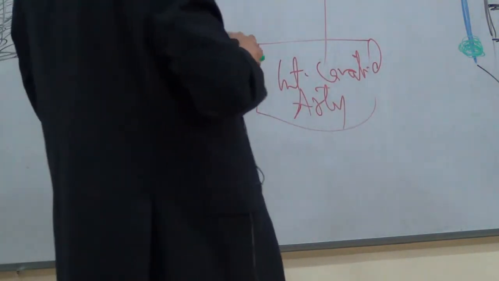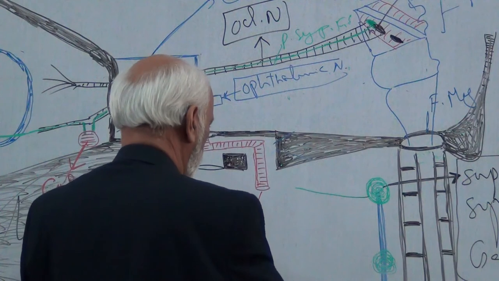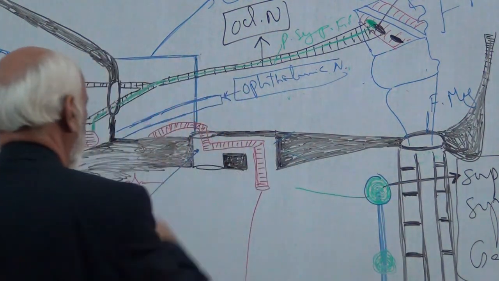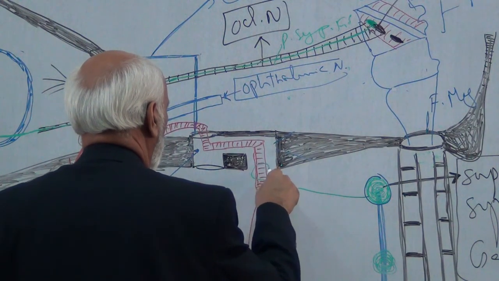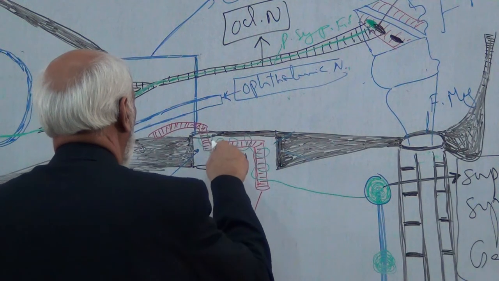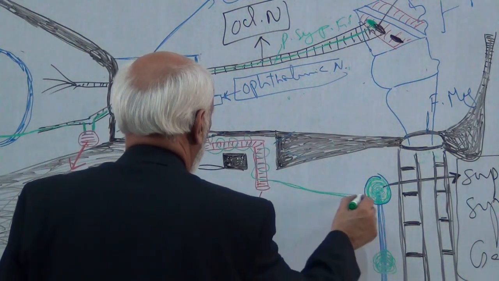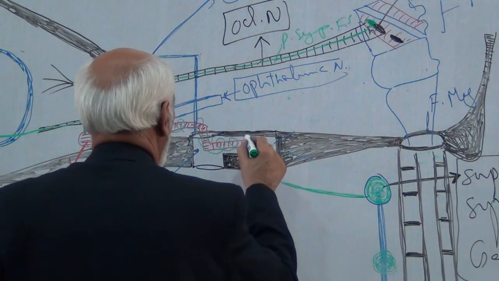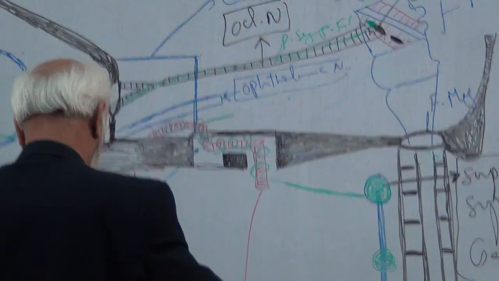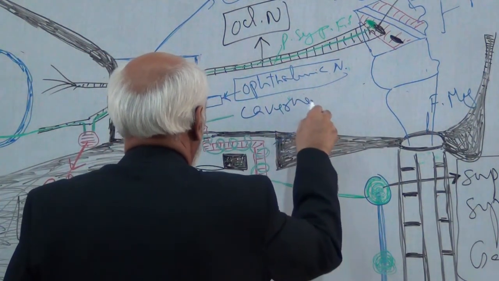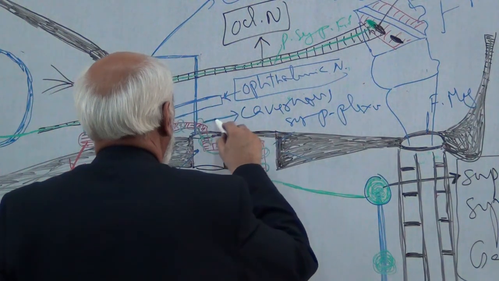Now I told you that the postganglionic sympathetic fibers arise from the superior cervical sympathetic ganglion. And these sympathetic fibers reach the cavernous sinus to form a cavernous plexus. How do they reach? They reach via internal carotid artery. Along the course of internal carotid artery, these sympathetic fibers reach the cavernous sinus where they form cavernous sympathetic plexus. Cavernous sympathetic plexus of nerves in the cavernous sinus.